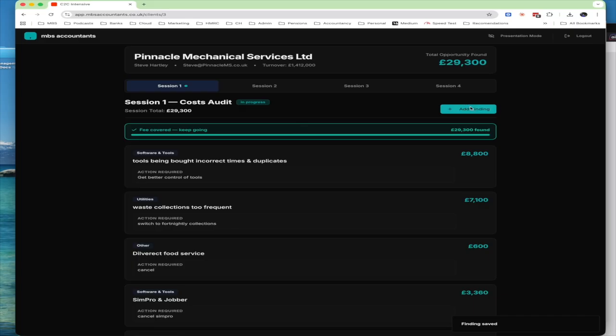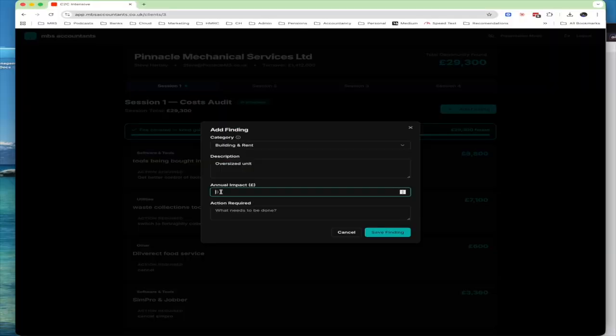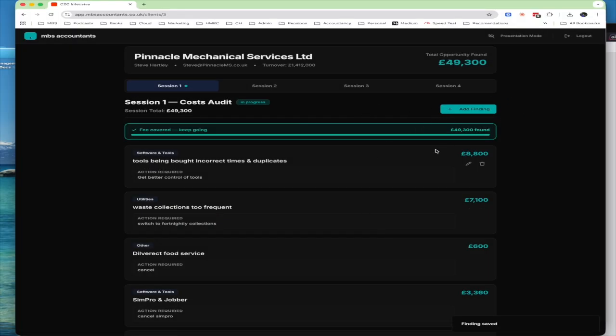And then on the rent side of things, the building and rent, there's an oversized unit. We quickly jumped on online, had a quick look around for other units available. We think there's a potential £20,000 a year that can be saved by downsizing or renegotiating. They know that the landlord that they're currently renting from doesn't really want them to leave. He'd be struggling. The unit had been empty for years before, so there's a potential that they can get that down. Now they might not achieve the full 20,000, but they might be able to go some way towards getting it.